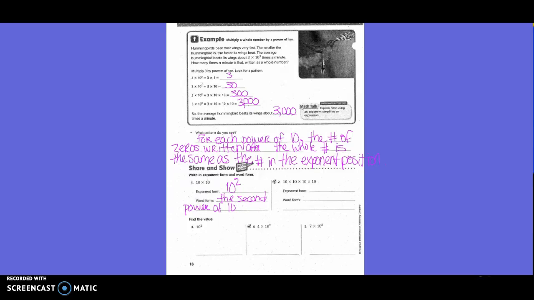Okay, the next one we have 10 times 10 times 10 times 10. So exponent form, how would we write that? We would for sure have 10, and then how many times do we see that, or how many zeros do we see? 4. So how would I write that in word form? The fourth power of 10.